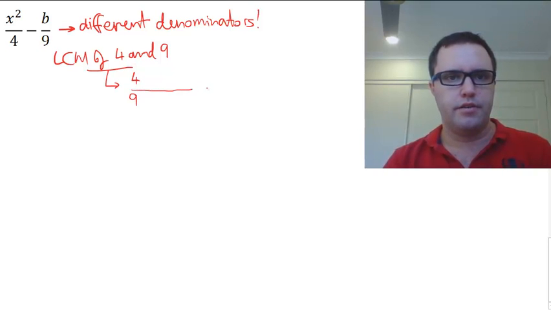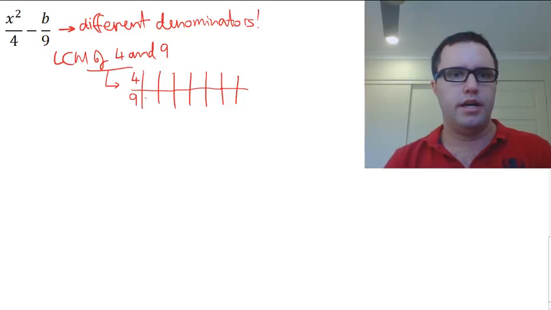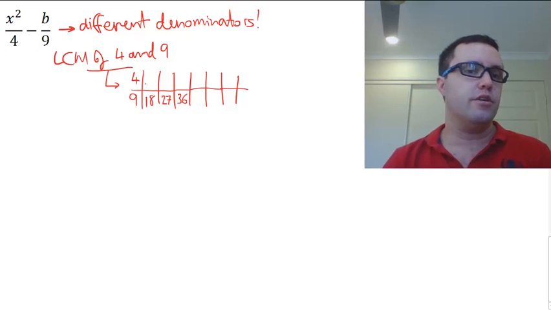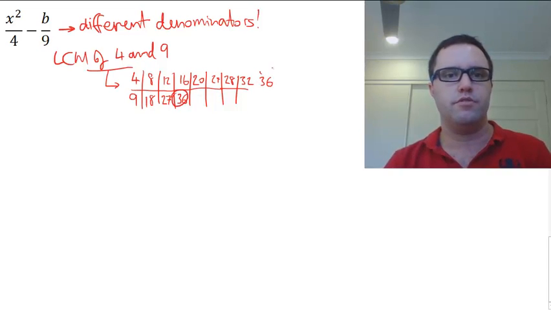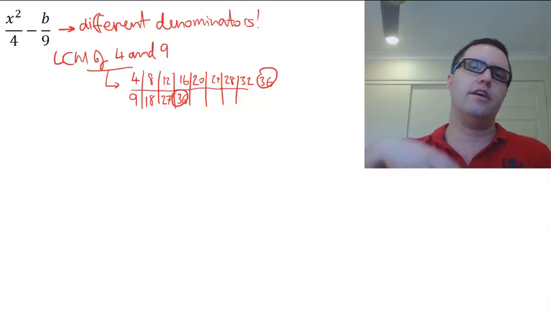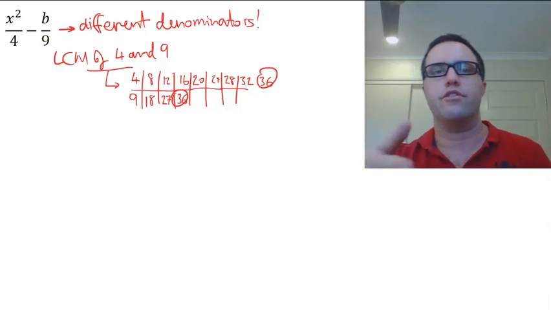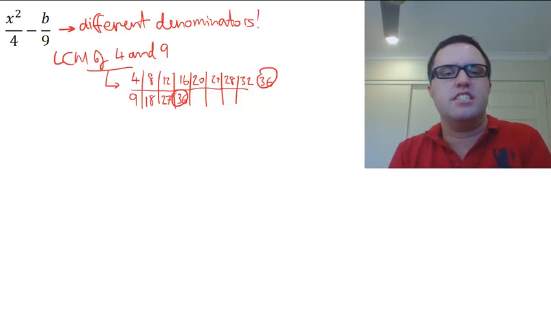4, 9, do our little table up. 9, 18, 27, 36. Hopefully it's jogging your memory that this is going to go 4, 8, 12, 16, 20, 24, 28, 32, 36. So our lowest common multiple of 4 and 9 is 36. Again, that's the kind of stuff you'll start to recognize and know as you go through, rather than have to do out these tables all the time.